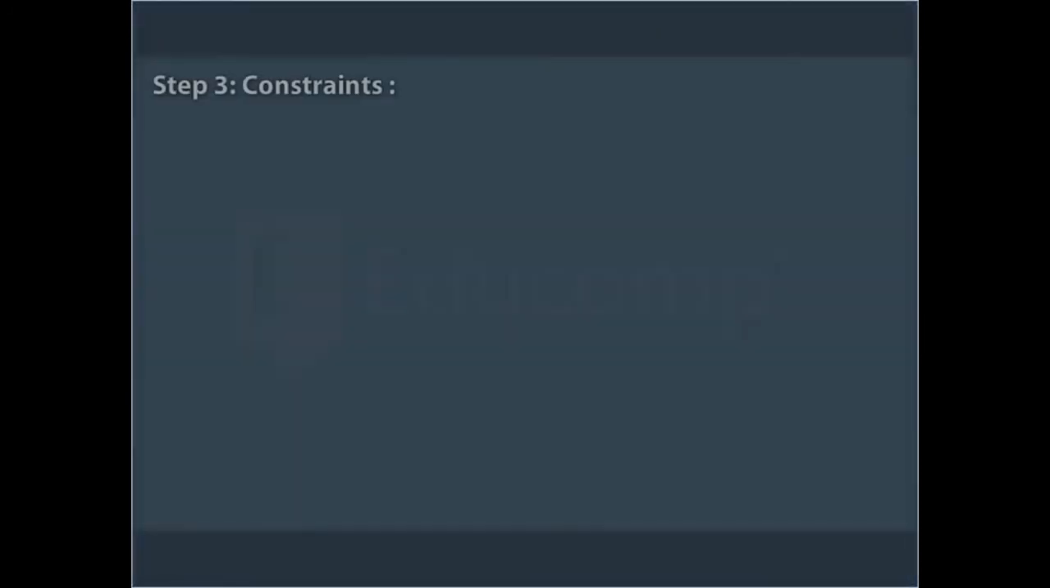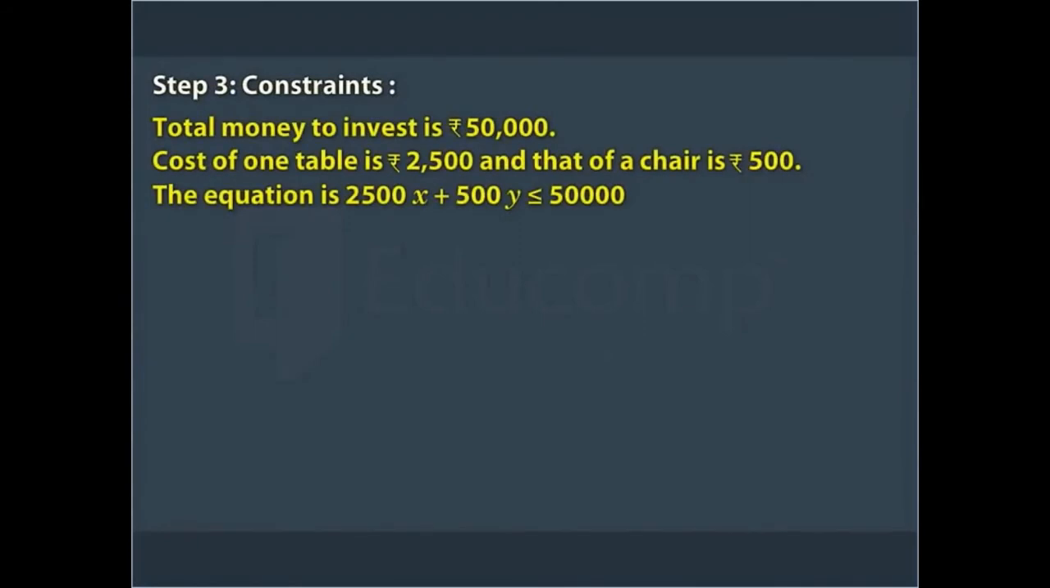Step 3. Constraints. Total money to invest is 50,000 rupees. Cost of one table is 2,500 rupees and that of a chair is 500 rupees. The equation is 2,500 into x plus 500 into y less or equal to 50,000. Space is for 60 pieces: x plus y less or equal to 60.